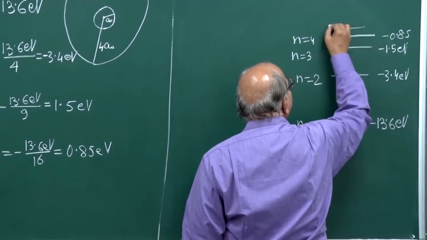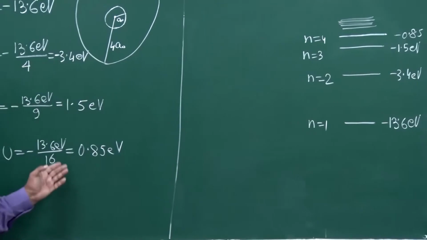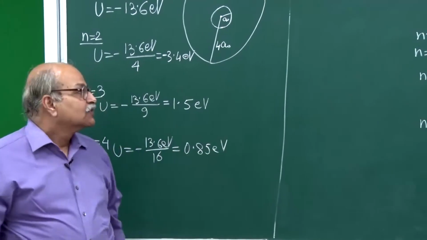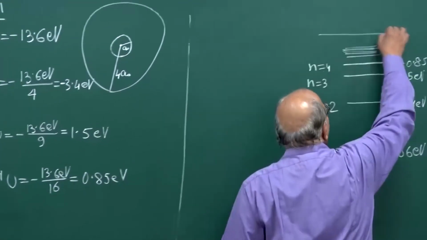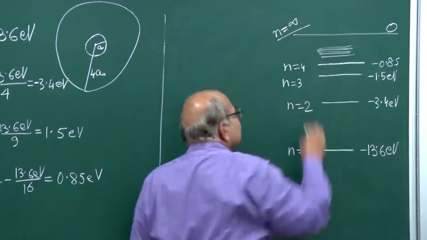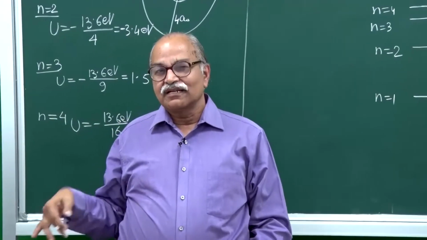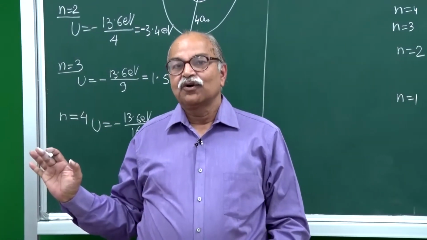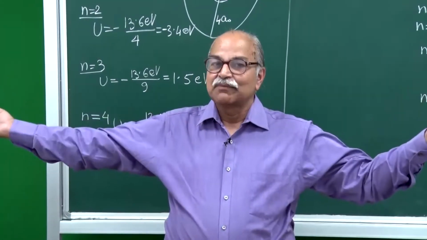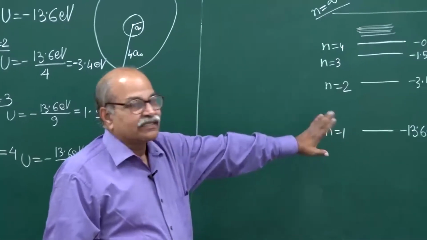So this way it will increase, and when n is very large, say infinity, then minus 13.6 divided by n square becomes 0. So 0 corresponds to n equal to infinity, and that means the radius is very, very large as compared to the Bohr radius. That means this electron has gone out. It is not bound to the proton. So that system where electron and proton are widely separated, that energy we are taking as 0, and with respect to that all these energies are given.